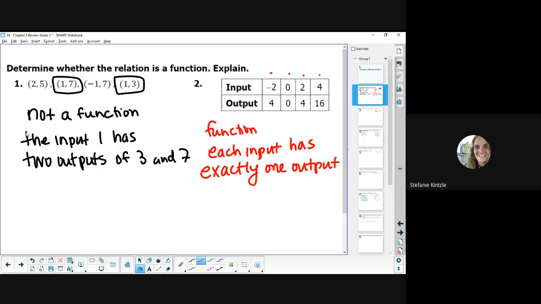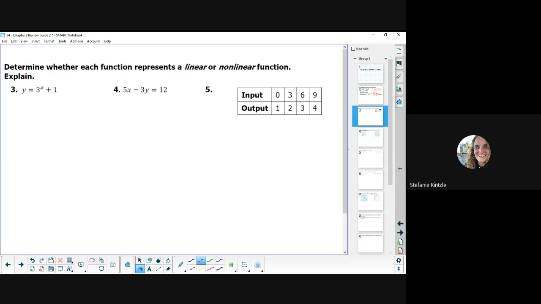3.2 is different. You guys need to be able to keep them separate. Your test will also go in order, just like this review guide. To determine whether each function represents a linear or non-linear function, it's already a function, so you're not checking every input having 1 output. We already know that's true. We want to know whether it's linear or non-linear.